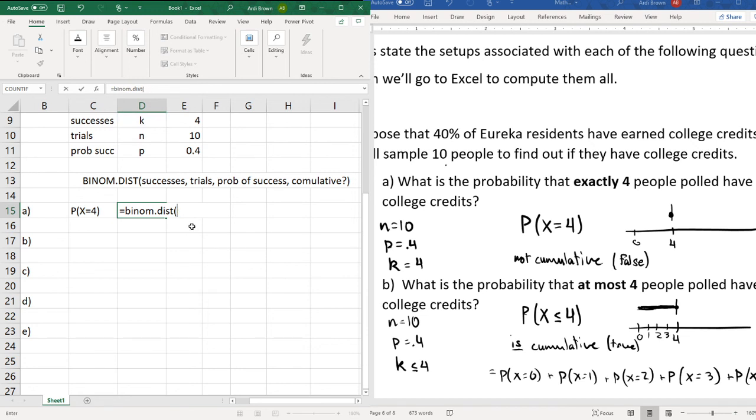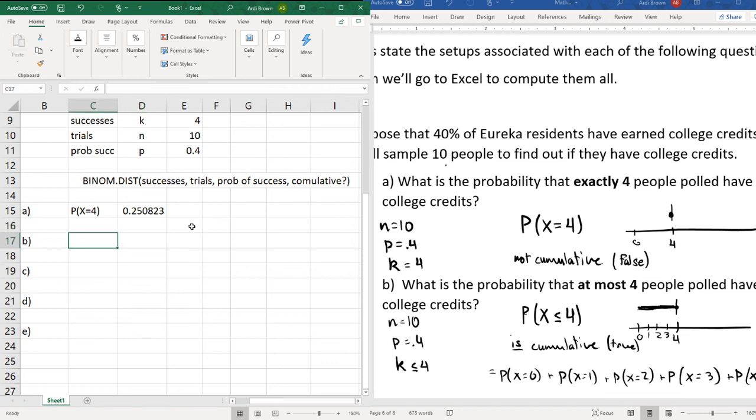Our successes of interest here is 4. Our number of trials in this case is 10. Our probability of success is 0.4. And we are going to go false for cumulative because we just want to know exactly the 4. And that's going to tell us about a 25% chance right there.